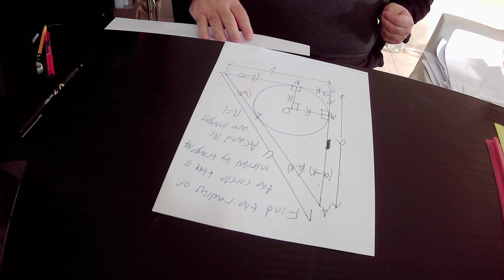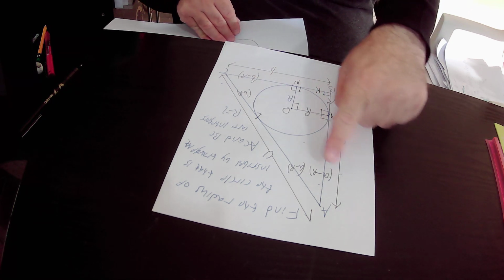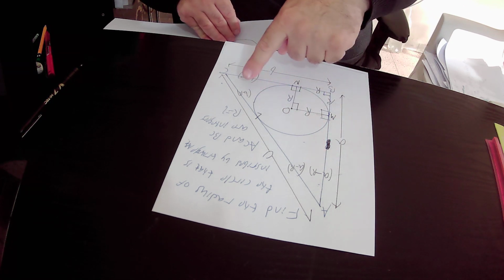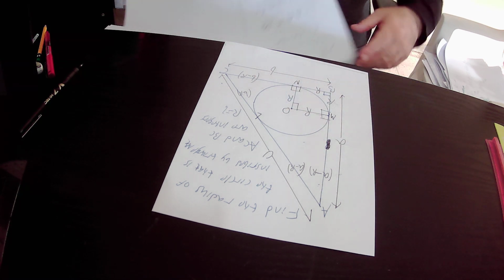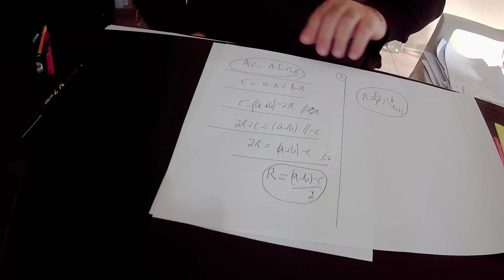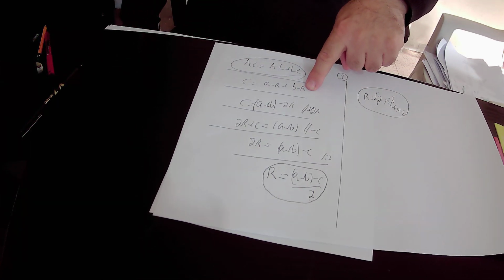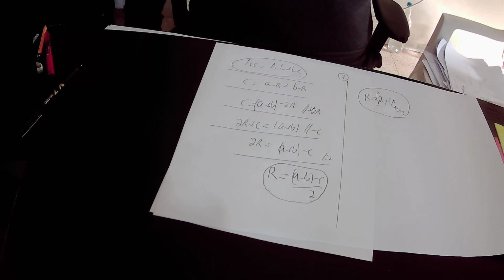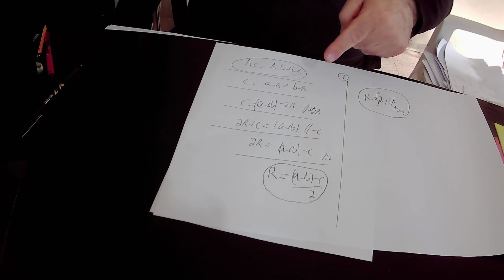So, in the hypotenuse AC, in conclusion, we found out that AL equals A minus R and LC equals B minus R. And the hypotenuse AC equals AL plus LC. AL equals A minus R, LC equals B minus R, and AC equals C according to the definition. So in conclusion, we found out that C equals A minus R plus B minus R. That is to say, C equals A plus B minus 2R. So C equals A plus B minus 2R.